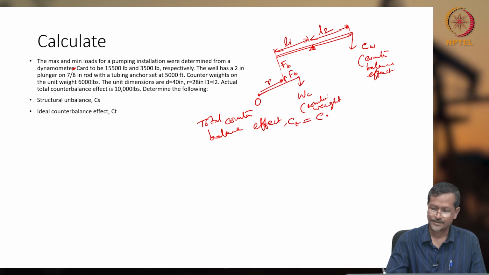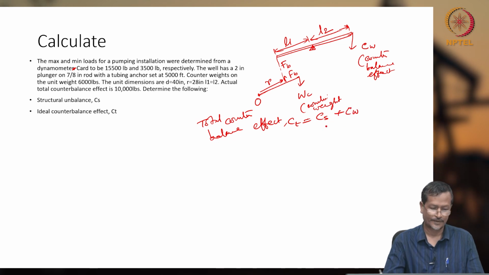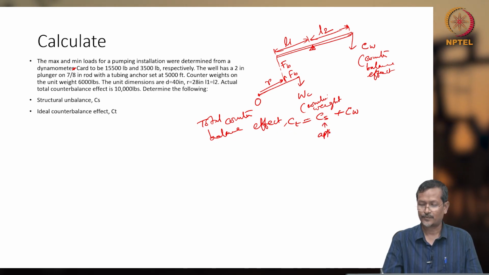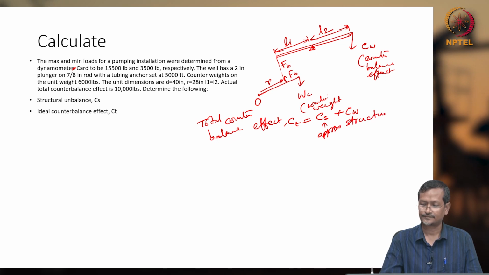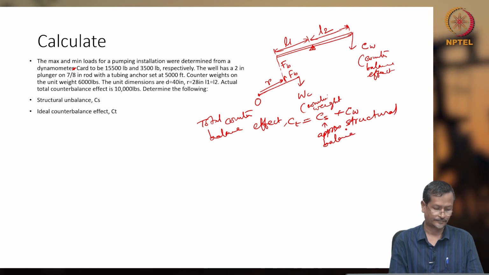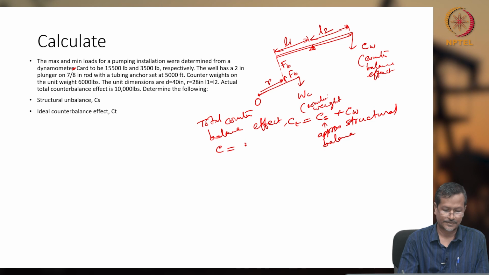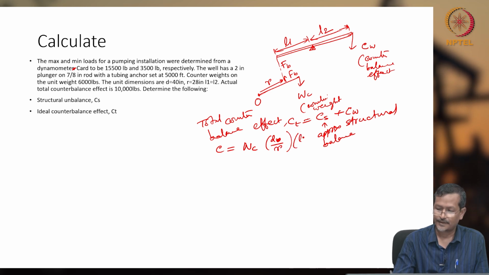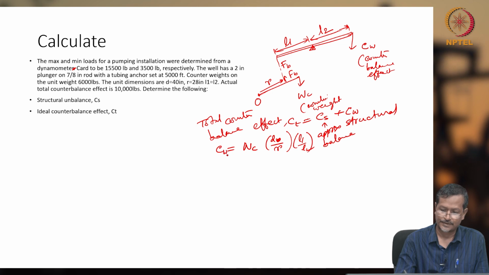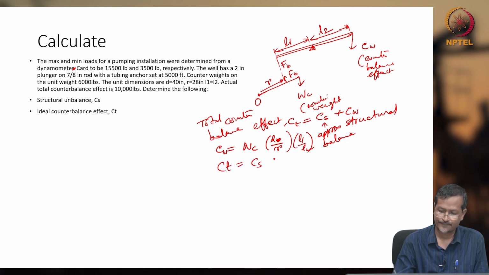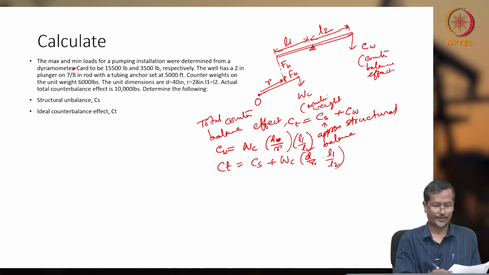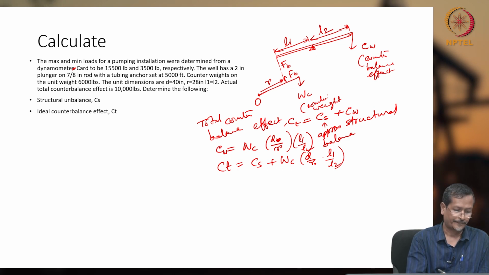So total counterbalance effect CT equals CS plus CW, where CS is the approximate structural balance, and CW equals WC D by R into L1 by L2. This formula you have to remember. Using that you have to solve the problem, so here you have to get CS and CT.